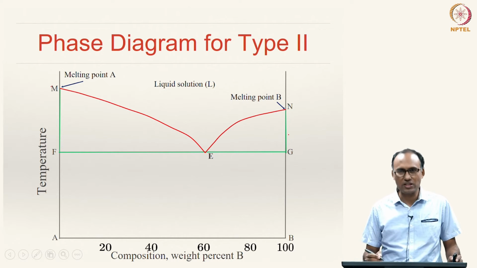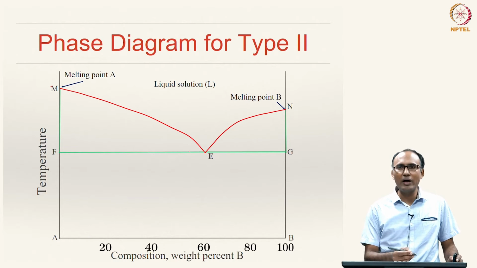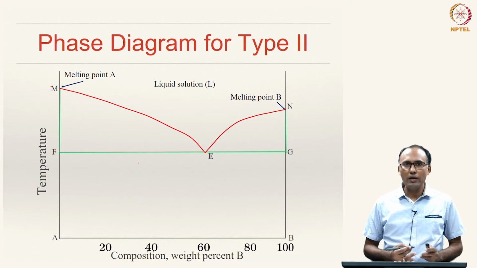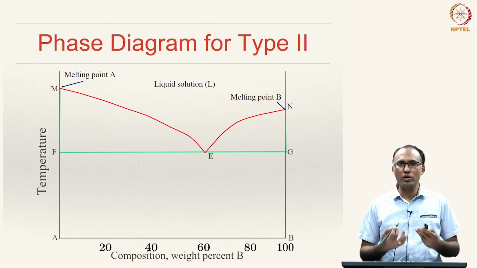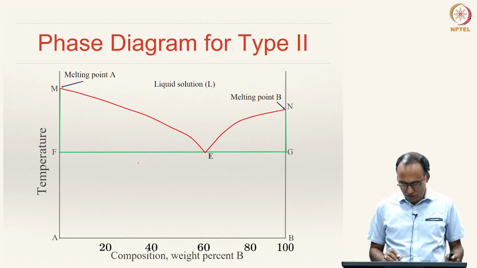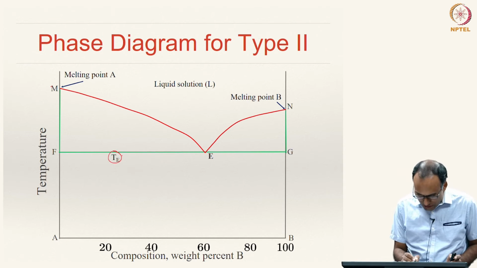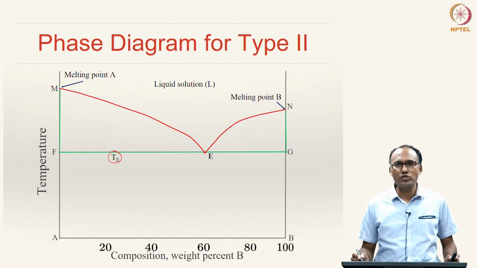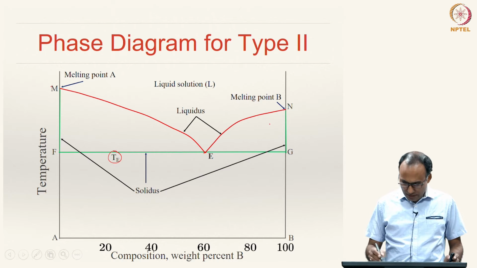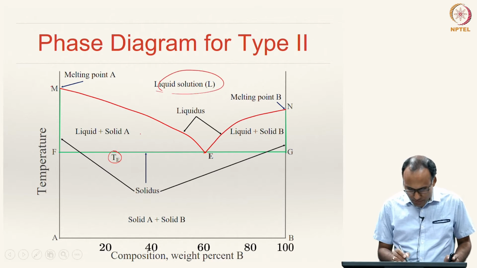MFGN is our solidus line. That means below that everything will be solid, and above that you may have liquid plus solid. In between the liquidus line and the solidus line you will have a two phase region. Above the liquidus line you will have a single phase liquid solution, and below the solidus line you will again have a solid phase, which may have two phases, but here we are only talking about a solid phase. All right. The temperature at which this eutectic alloy solidifies is called the eutectic temperature, TE, and this is the liquidus line, and these green lines represent solidus lines, and here you have liquid solution.